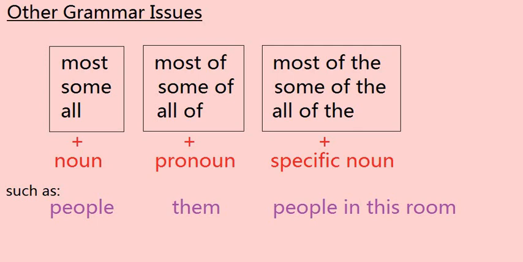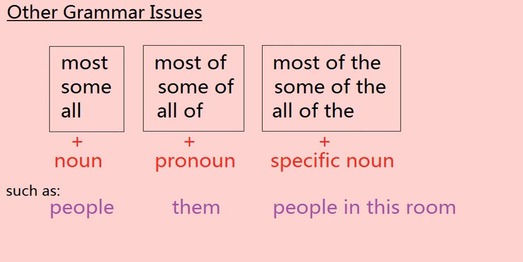The next thing I want to talk about is how to use most of, and most of the. And the same goes for some of, and some of the, and all of, and all of the. So most, some or all is followed by a noun, such as people. You can say most people, some people, all people. Most of is followed by a pronoun. A pronoun is a word that's in place of a noun, such as it, us, them. So you could say most of them, some of them, or all of them.